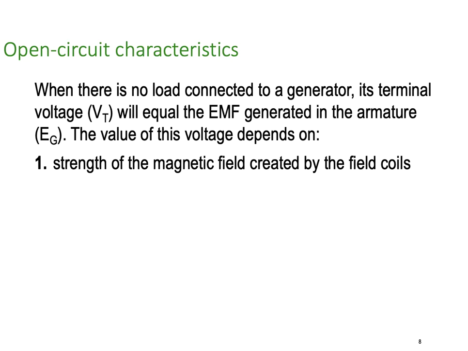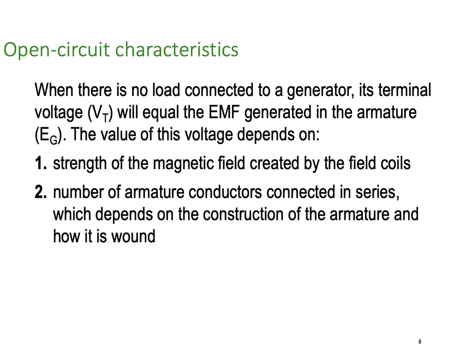One, the strength of the magnetic field created by the field coils. If you have a strong magnetic field, you're going to get higher voltages. If you have a lower magnetic field, you'll have lower voltages. So the strength of the magnetic field, the number of lines of flux in effect. Two, the number of armature conductors connected in series, which depends on the construction of the armature and how it's wound. So how many coils of wire are wound around the armature and are spinning inside that magnetic field? In other words, the number of turns that are on the armature.